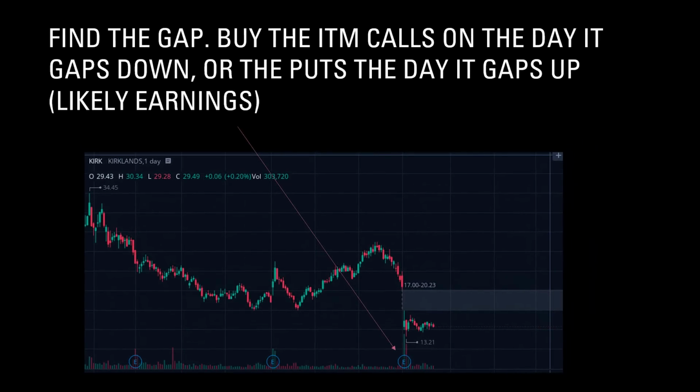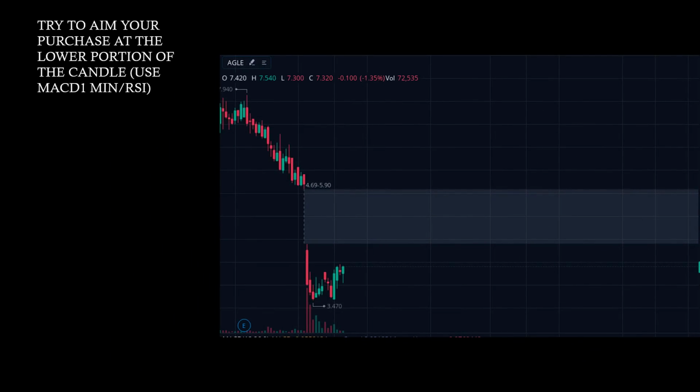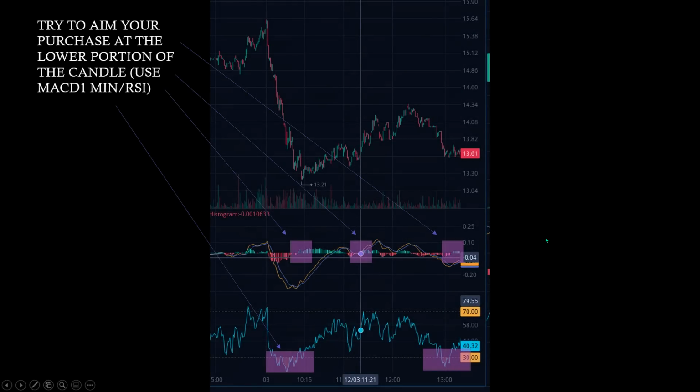So we're finding the gap. We're buying the in the money calls on the day it gaps down, or the puts on the day it gaps up. So again, here's another example with Kirk. If you would have bought calls on day one, this is why you should be buying in slowly, because you want to time your buys on the lower end, if you can, of the first candle on the gap down. So if you would have bought somewhere down here, and then it goes against you, then you can average down. But for your initial buy-in, this is the 1 minute chart on the day that it gapped, this is Kirk actually.